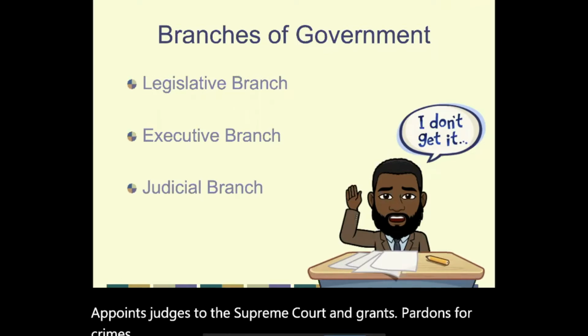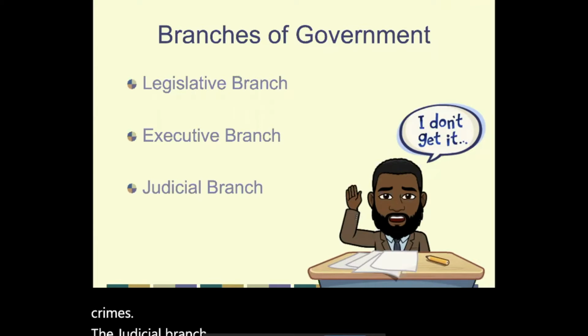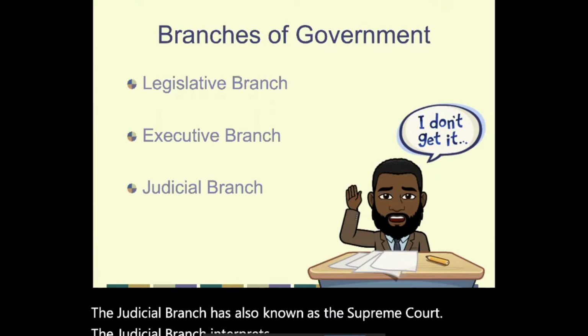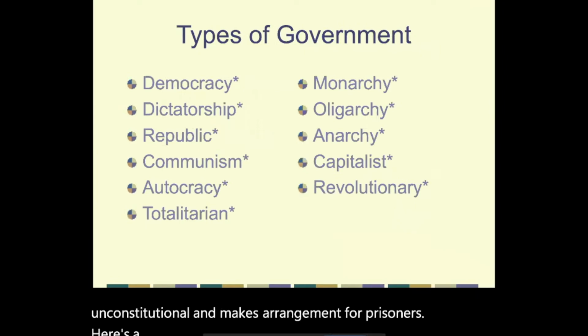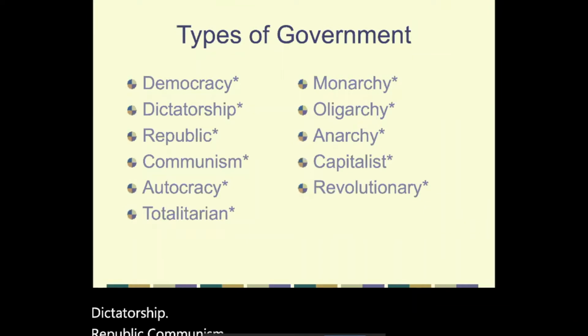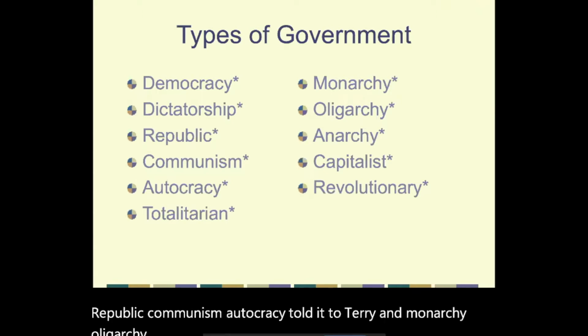The judicial branch is also known as the Supreme Court. The judicial branch interprets laws, judges when a law is unconstitutional, and makes arrangements for prisoners. Here's a list of the different types of governments: democracy, dictatorship, republic, communism, autocracy, totalitarian, monarchy, oligarchy, anarchy, capitalist, and revolutionary.